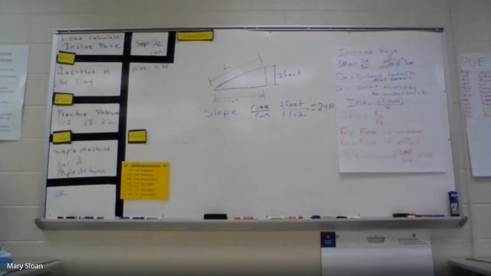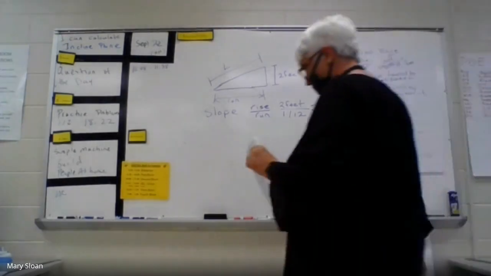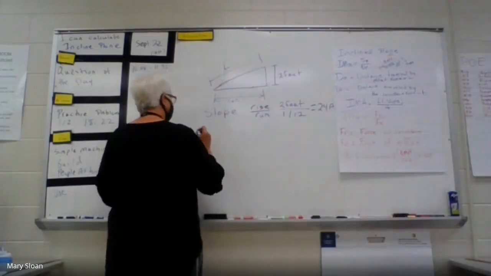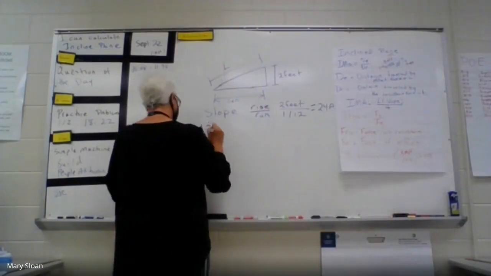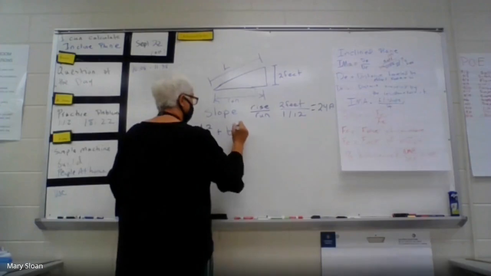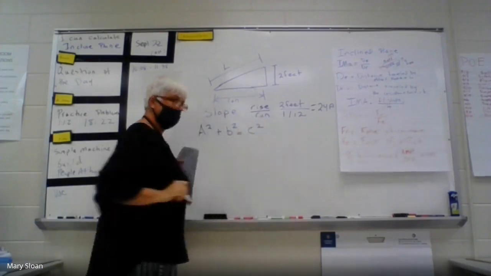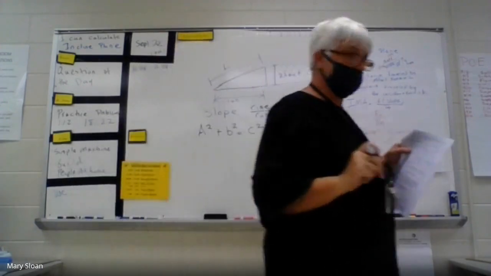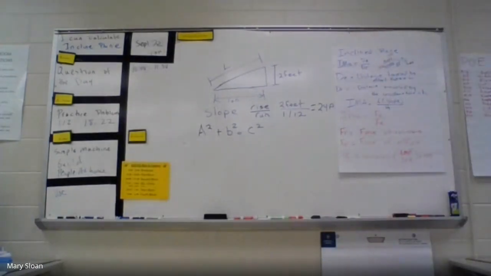What is the length of the slope? What formula are we going to use? I don't know this one. A squared plus B squared equals C squared. Yes, here we go. We have it written here. It's always here for us.